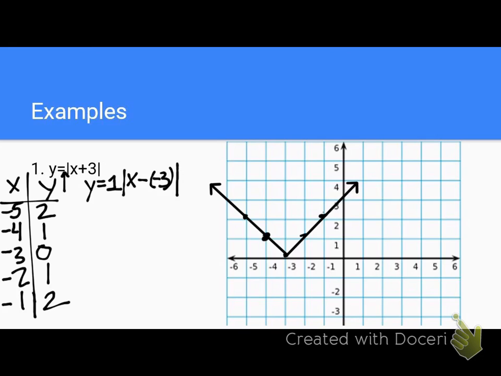Then for our C term, we don't have anything on the outside, right? So we can just have +0. That tells us that our slope for the right-hand side, or our A term, is just 1, and our vertex is at -3, 0.